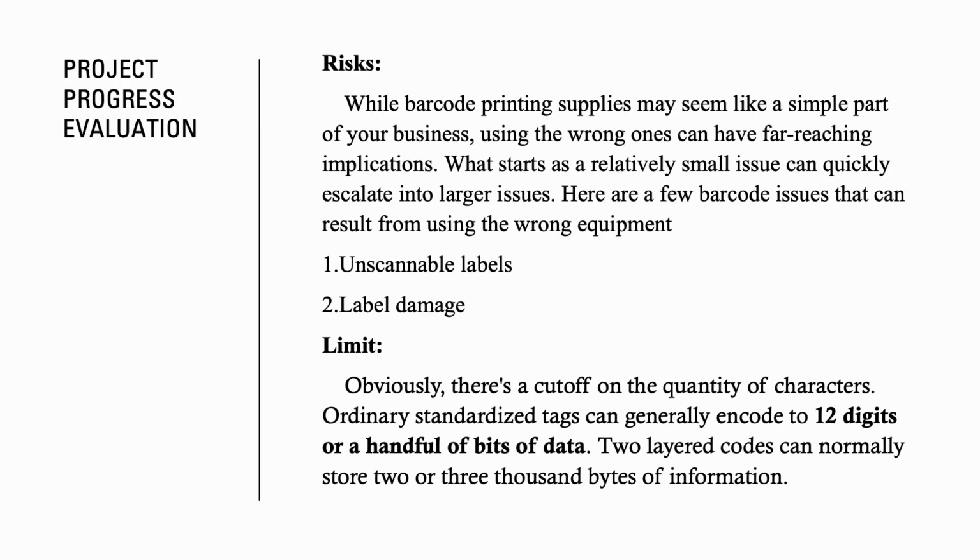Project progress evaluation, risks and limitations. While barcode printing supplies may seem like a simple part of a business, using the wrong one can have far-reaching implications. Here are a few barcode issues that can result from using the wrong equipment: unscannable labels, damaged labels. Limitations are that they cut off a quantity of characters. Ordinary standardized tags can generally encode a 12-digit or handful of bytes of data.